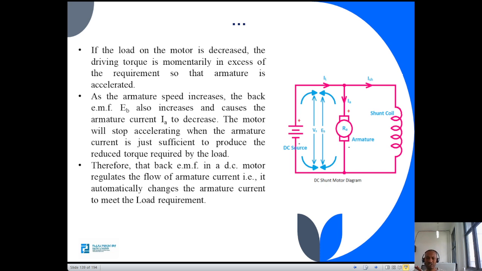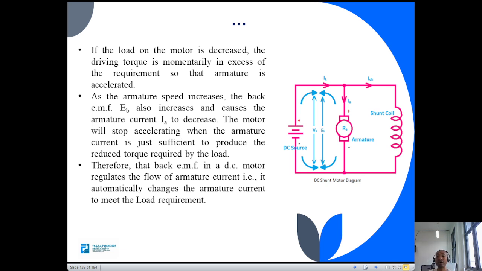Now the vice versa: if the load decreases, the driving torque is momentarily in excess. So the armature accelerates. As the armature speed increases, back EMF increases. Increased back EMF causes the current to decrease, because V minus EB becomes less. Less armature current means the motor stops accelerating. It settles when the armature current is just sufficient to produce the reduced torque required by the load.